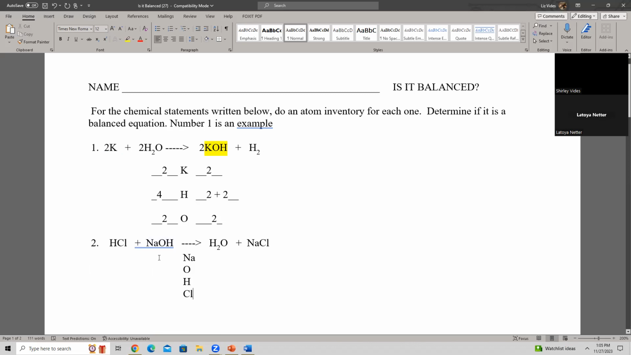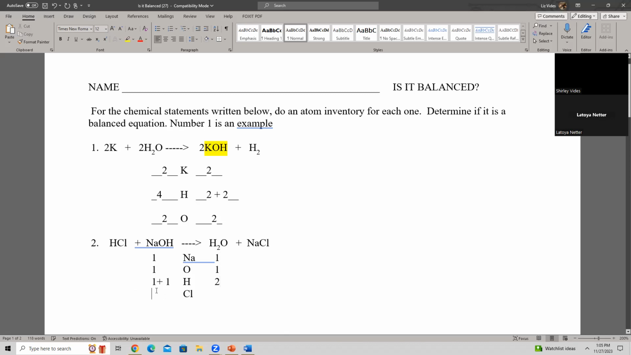All right, let's do this one. We have 1 sodium on this side, and 1 sodium on that side. Here we have 1 oxygen, and also 1 oxygen here. Here we have 1 hydrogen. Nope, we have 2, 1 plus 1. And on this one, we do have 2.